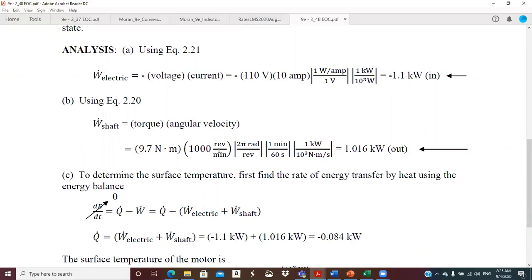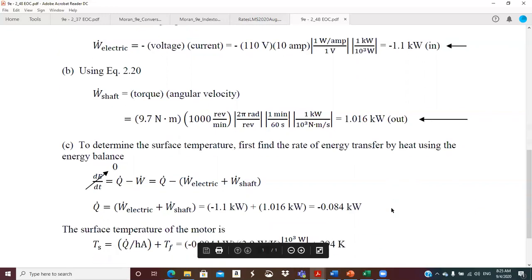And then that would give us Newton meters per second. And so there's 1,000 Newton meters per second per kW. And so this all converts out nicely to a positive 1.016 kW, the rate of work being done by that shaft on the surroundings, in the environment. Okay, so that's all pretty straightforward.